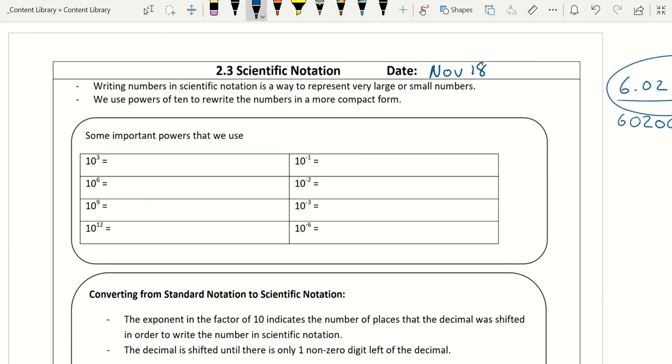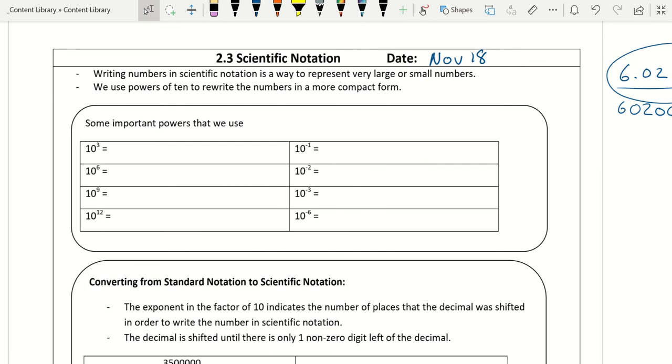And so we have here some important powers that we use. We've recently done a lot of work with exponents, so hopefully we can see this 10 to the 3 and think of repeated multiplication. How many times do we repeat the 10? I hope somebody said 3 times. So 10 times 10 times 10, well, 1, 2, 3 zeros. Well, that's 1,000.